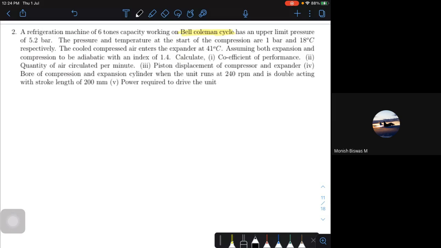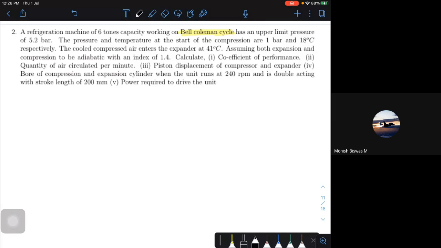The second one, the quantity of the air circulated per minute, that is the mass flow rate of the air in kg per minute. The third one, the piston displacement of both the compressor as well as the expander. We'll see what the volumes are, that is, the piston displacement means the volumes, whether it is V1 or V2 or V3. Once we draw the TS diagram and PV diagram, you will come to know. Then the fourth one, the bore, that is, the diameters of the compression and expansion cylinders.